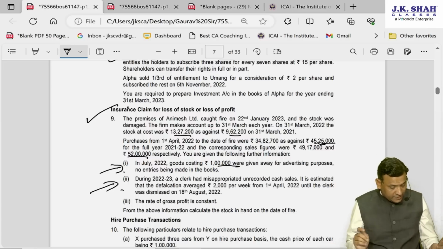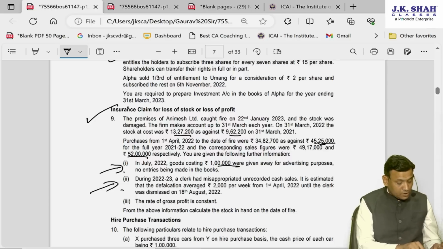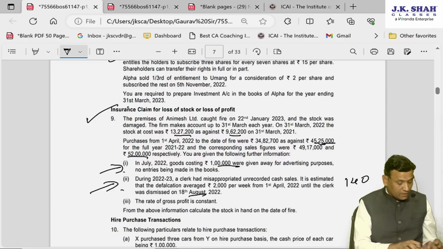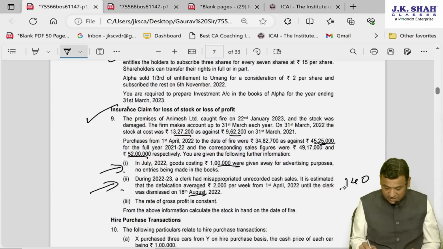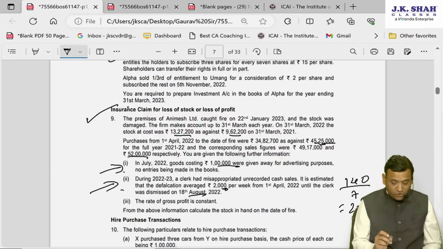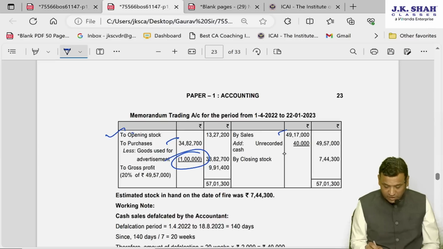First of all, April 30 days, May 31 days, June 30 days, July again 31 days, and he is caught on 18th of August, so 18 days. So in all, from 1st April till 18th August, there are 140 days. Divided by 7, how many weeks? Nothing but 20 weeks. Each week he is defalcating 2,000. So 2,000 into 20 gives me 40,000 of cash sales. So 40,000 of cash sales will be added to my total sales. This is how it is.